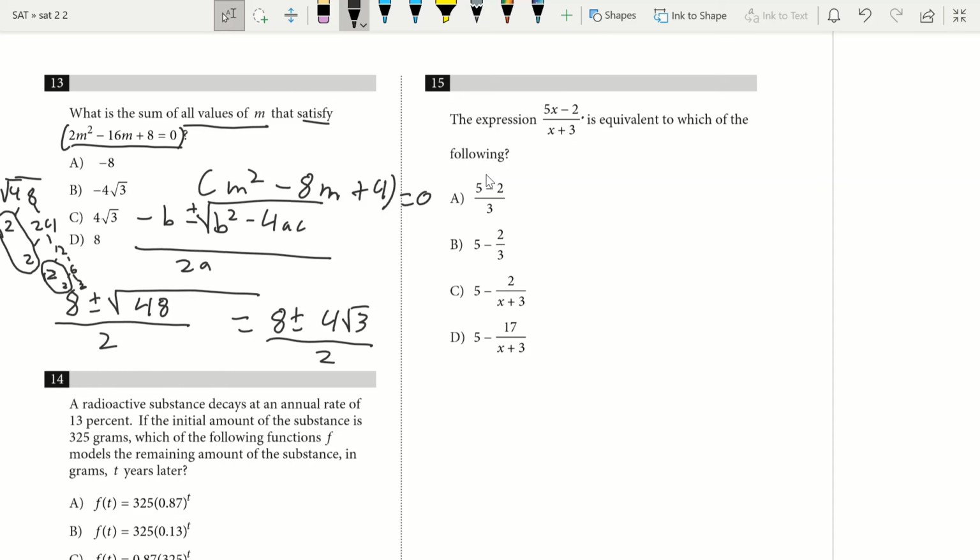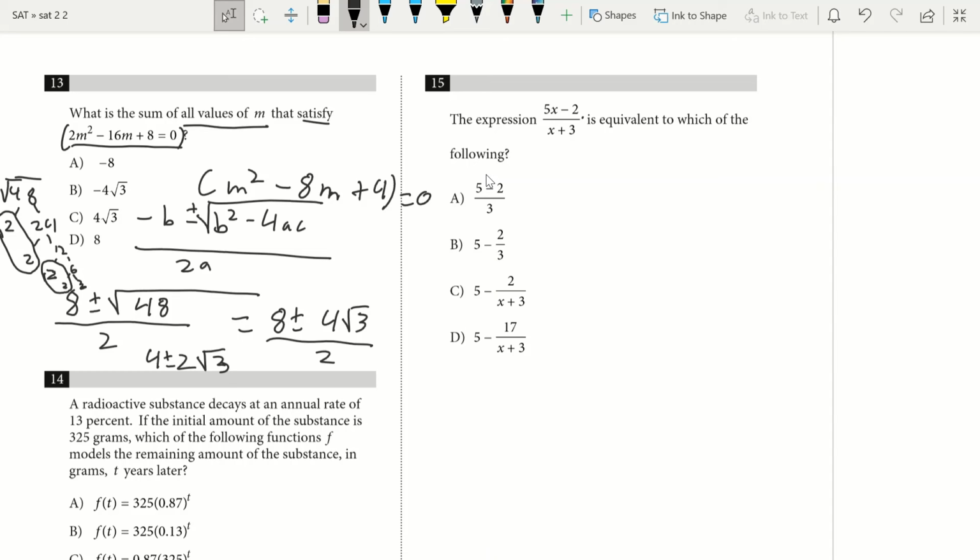Okay, we're asked for the sum of all the values of m that satisfy this. Well, let's think about it, right? So we're going to have 8 over 2, which will become 4. And then we're going to have plus or minus 4 over 2 root 3. Okay. Well, we know that 4 over 2 just becomes 2, so we're just going to have 2 root 3. So it simplifies down to 4 plus or minus 2 root 3.